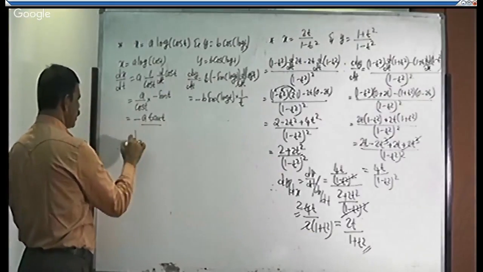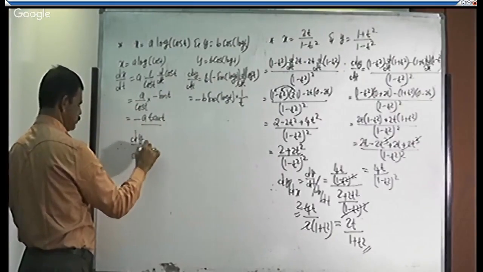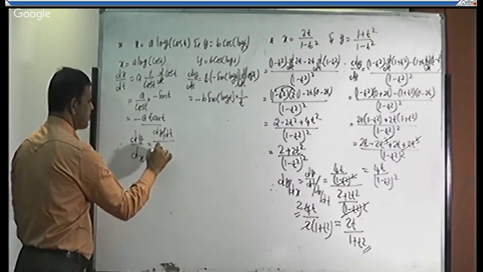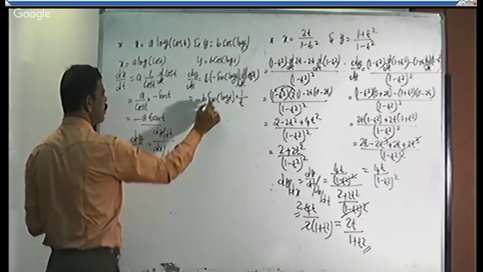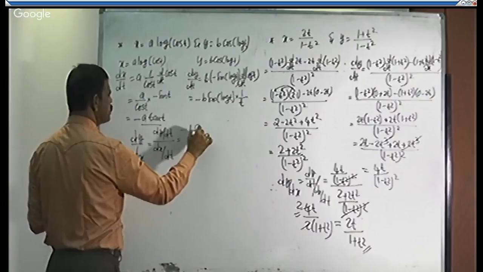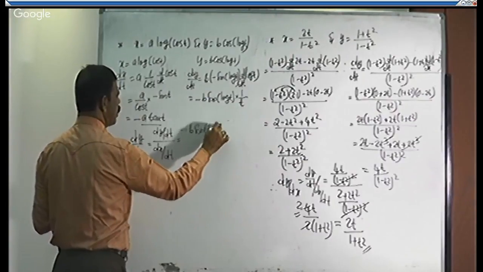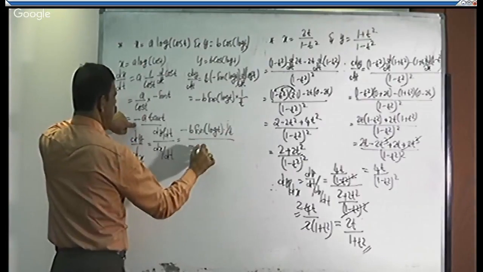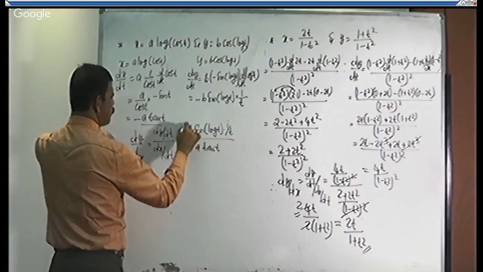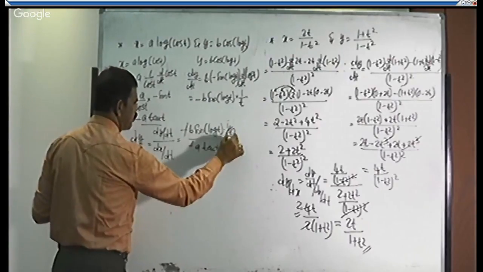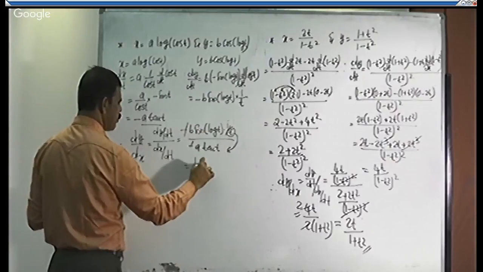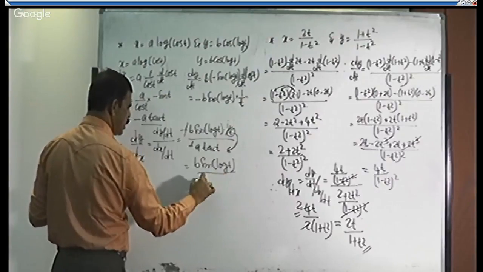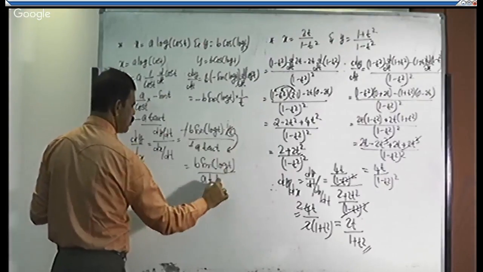Using these two, get dy by dx. Therefore dy by dx is dy by dt divided by dx by dt. What is dy by dt? It is minus b into sine of log t into 1 by t, divided by minus a into tan t. So minus minus cancel. So this t goes to the denominator, it becomes b into sine of log t divided by a into t into tan t.